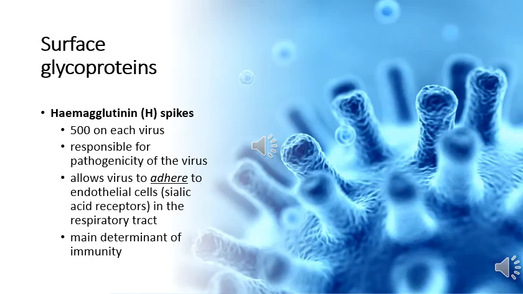As discussed earlier, there are various proteins present on the surface of the influenza virus. One of those important proteins is the hemagglutinin, which we discussed helps in the binding of the virus with the cell membrane. These subunits are in larger quantity and present in the number of 500 on each virus. They are responsible for the pathogenicity of the virus because they help the virus adhere to the endothelial cells of the respiratory tract, and these are also the main determinants of immunity as well.